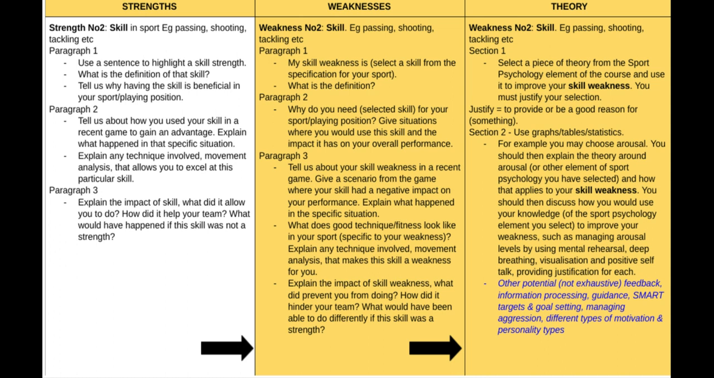So the theory element for the skill weakness is about applying another piece of theory content from the GCSE PE course in order to make an improvement. And you can see we focus largely on feedback, information processing, guidance, SMART targets and goal setting, managing aggression, different types of motivation, and personality types. And I'll give you a few ideas on those in the future presentation.